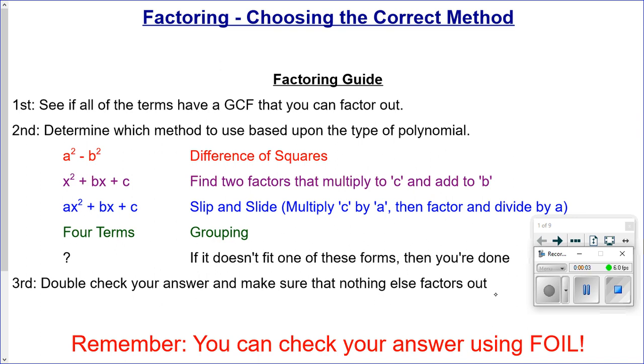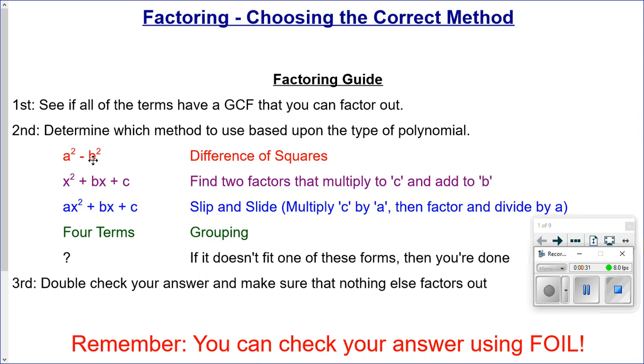This is a lesson on factoring, and specifically choosing the correct method to use when you're factoring. So I've put together this factoring guide that you can follow along, and it says the first thing you should do is see if all of the terms have a greatest common factor that you can factor out. So you want to do that first, see if there's something that you can factor out of the polynomial. Then after that, you want to determine which method to use based upon the type of polynomial that you see.